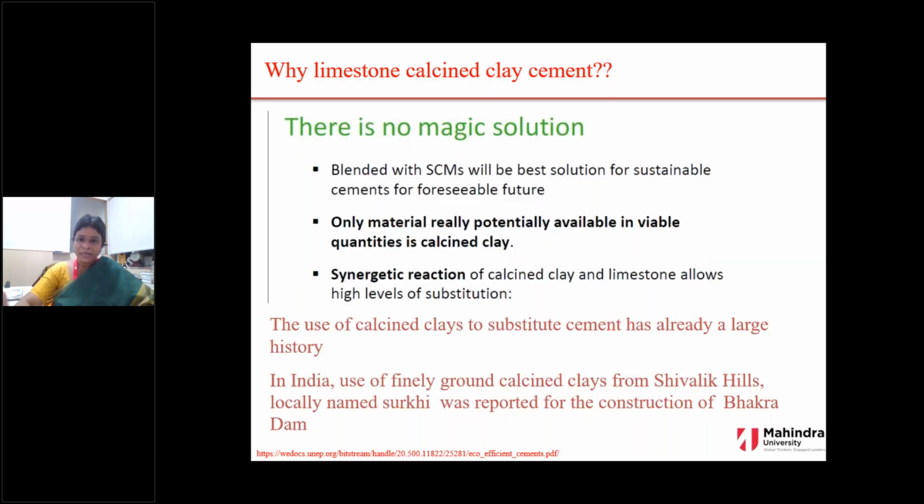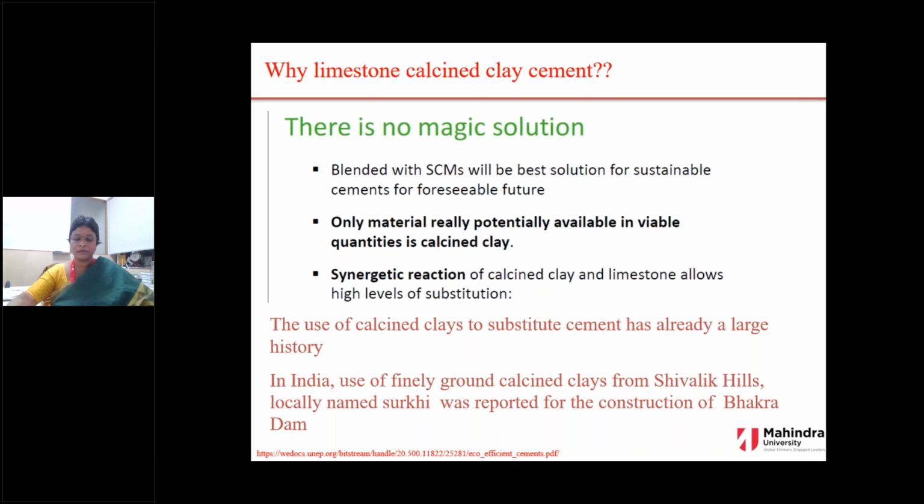As I told you, there's no magic solution. If you want to replace cement with any other material, that material should be very abundantly available. And if you look into the earth's crust, it's limestone and calcined clay which are available very abundantly in large parts of the world. Also, the use of calcined clay to substitute cement is not anything new. It already has a long history.